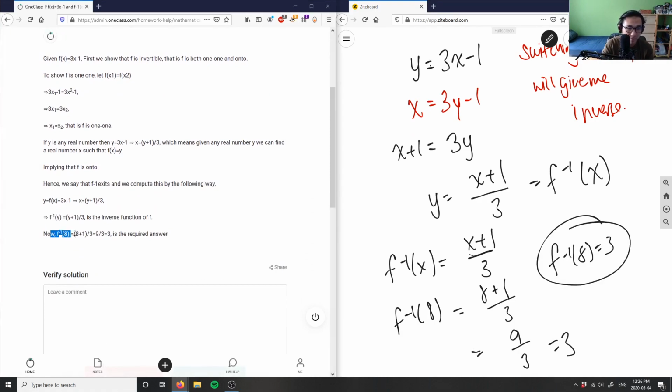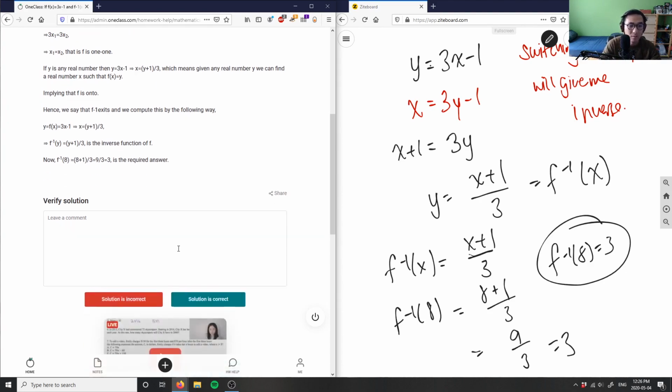And as you can see, they did the exact same thing. 9 over 3 equals 3 is the required answer here. So the solution here is correct. And what they did is they actually did the exact same thing, right? They set y equals 3x minus 1, and they flipped it to y equals x plus 1 divided by 3 here. So the solution here is correct.